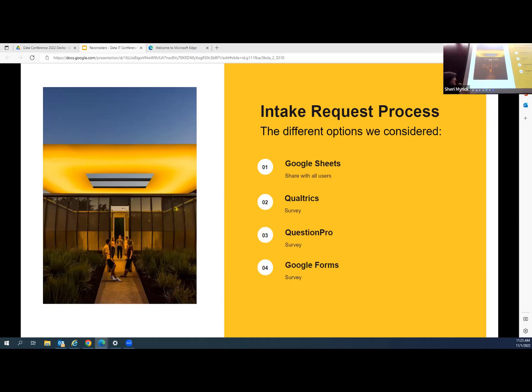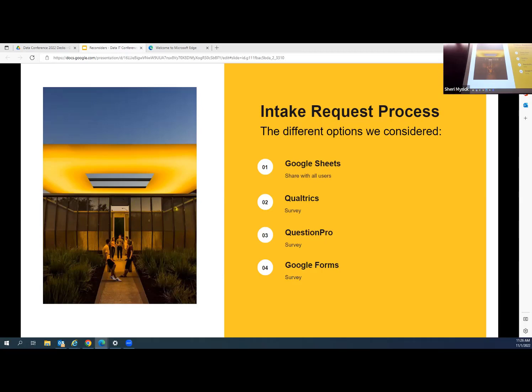So let me look at Qualtrics. So this was in April, May. Why was Qualtrics not a good option in April and May? Yes, at that point it was being discontinued.